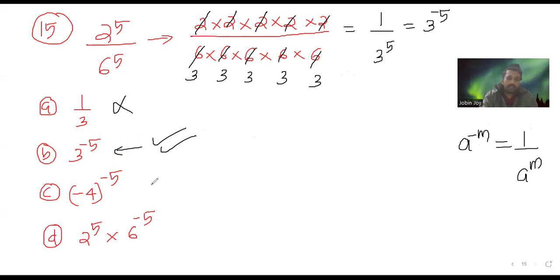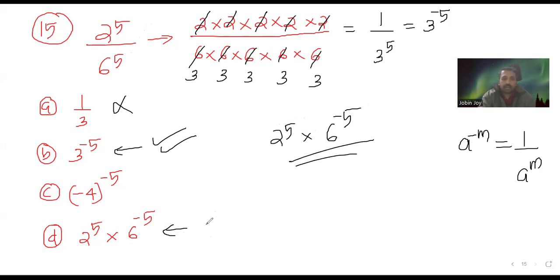Then next is option C. What is option D? Option D is also correct, right? So 2 raised to 5 into 6 raised to 5 in the denominator. When this denominator will come to the numerator, change the sign of the power. That means 6 raised to minus 5. So the correct answers are option B and option D. Option B, 3 raised to minus 5, and option D, 2 raised to 5 into 6 raised to minus 5.